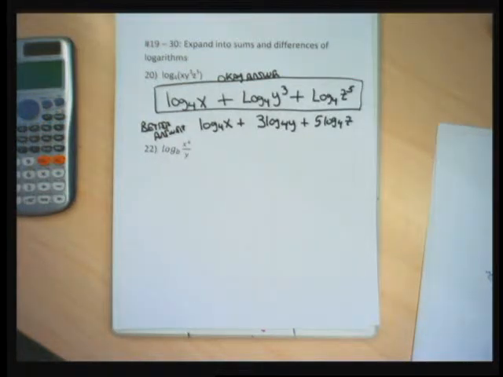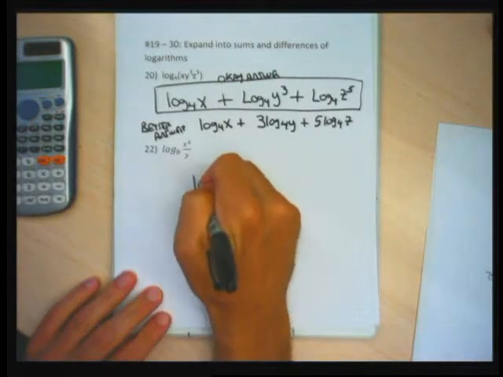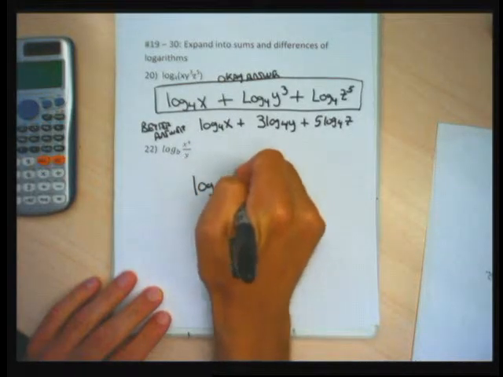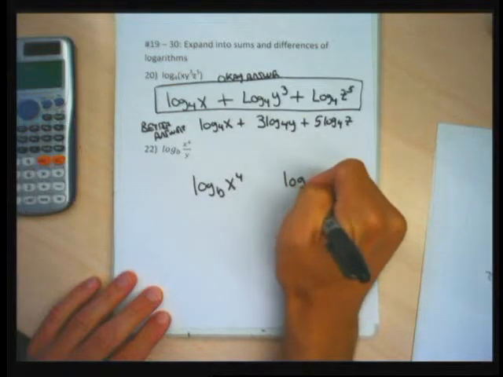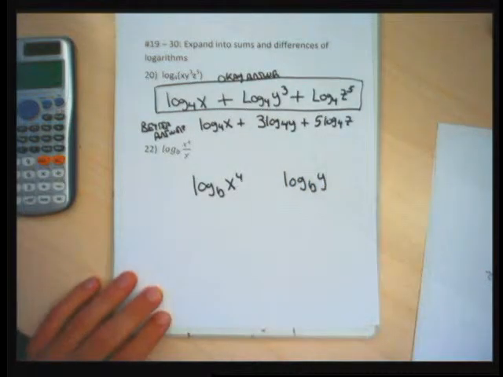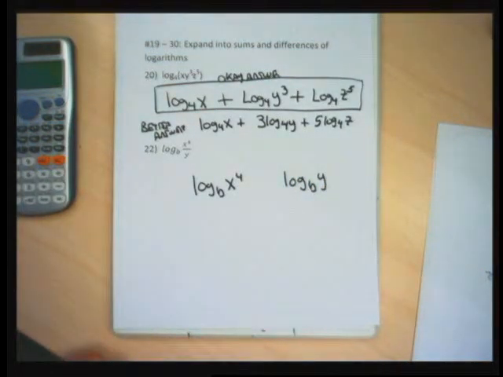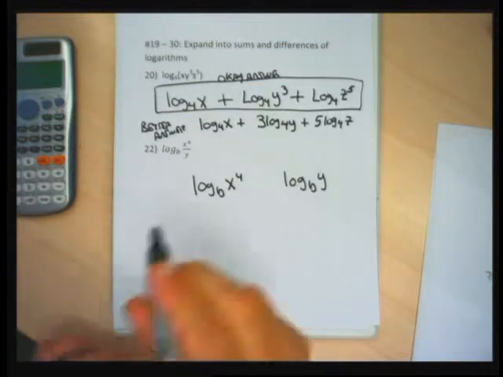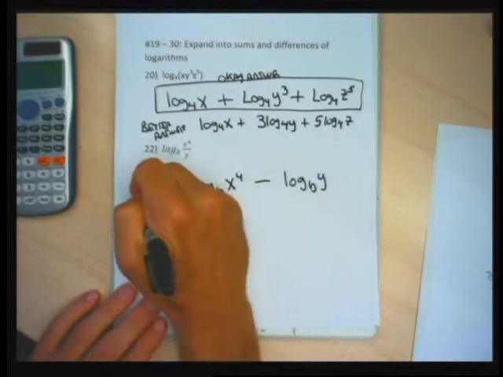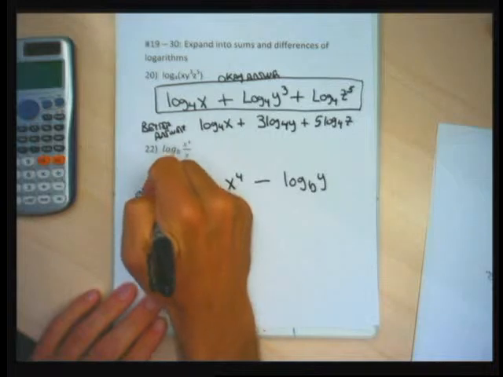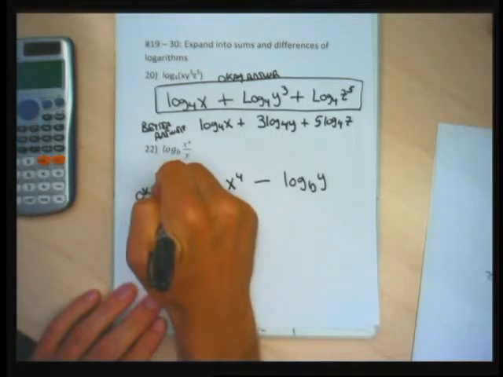22, because there's only 2 letters, when I expand it, I'm going to expand it into 2 logs. 1 logarithm for the x to the 4th, base b, the other logarithm for the y. I have to decide on the sign. The sign that goes in front of the y is minus because it's in the denominator. And again, if you did that on a test, that is considered expanded.